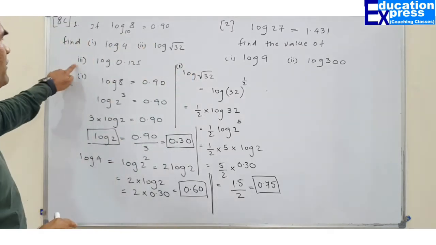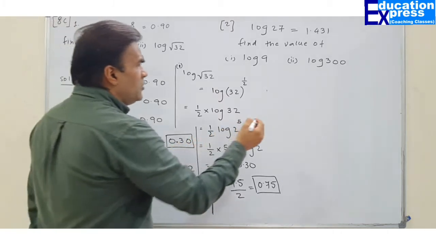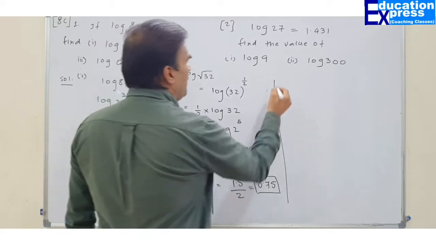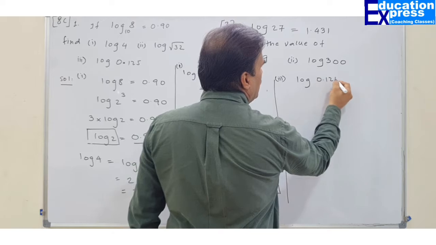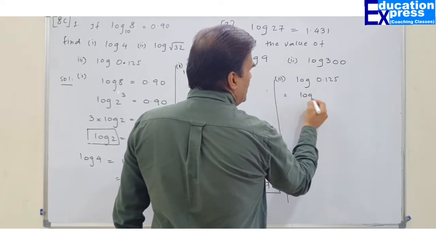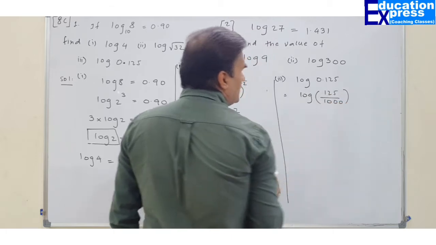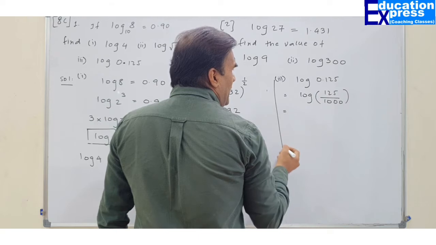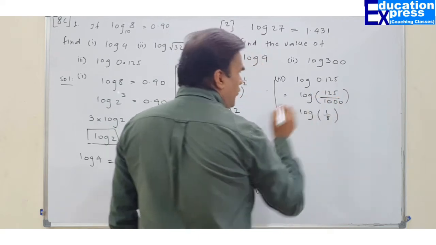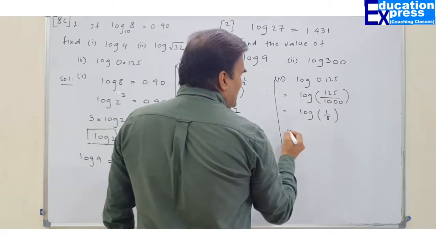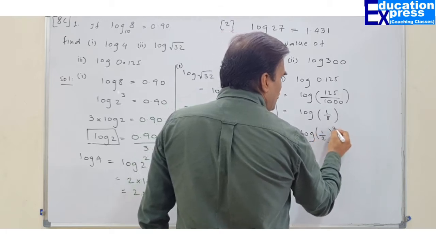The third part of the question is log of 0.125. So here we evaluate the third part. We have to find log of 0.125. Now this can be written as log of 125 upon 1000, which means log of 1 upon 8. That means log of 1 upon 2 raised to 3.